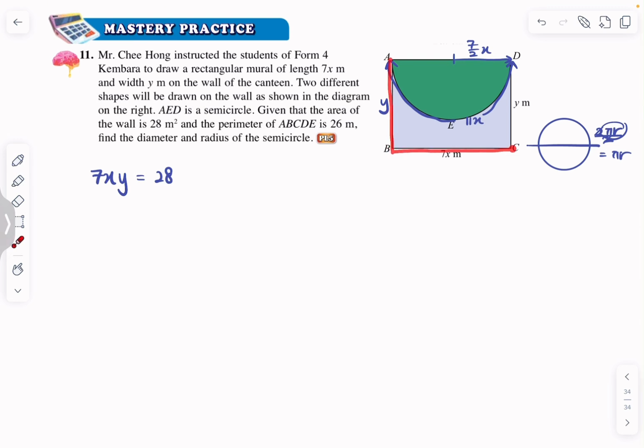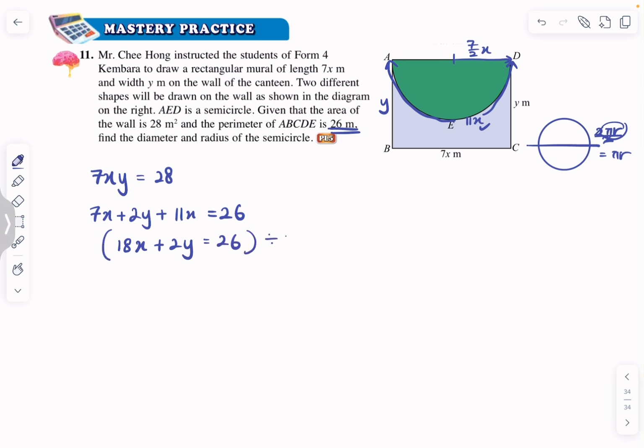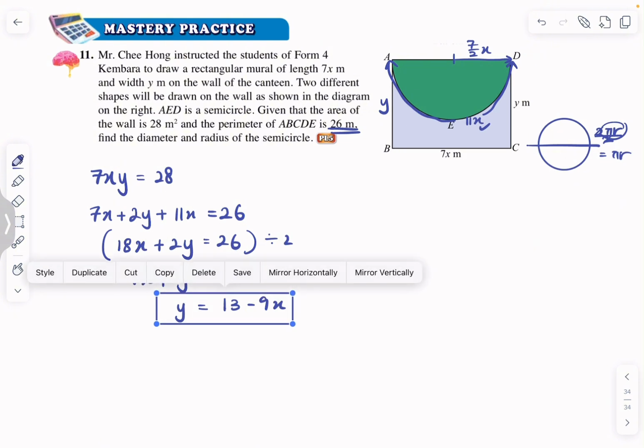They said perimeter, so this plus this plus this plus this: 7x plus y plus y, which is 2y, plus 11x. The perimeter is 26. 7x plus 11x is 18x, plus 2y is 26. We can divide the whole thing by 2, so 9x plus y is 13. Then we make y the subject: y equals 13 minus 9x.